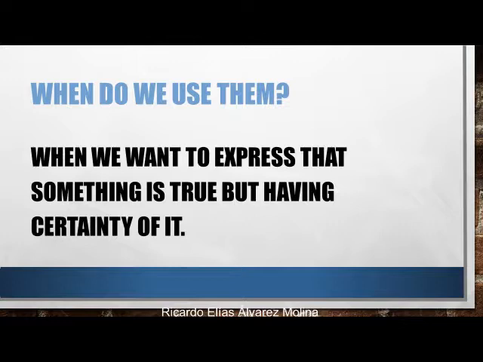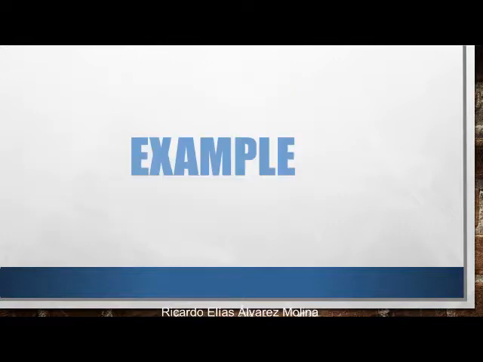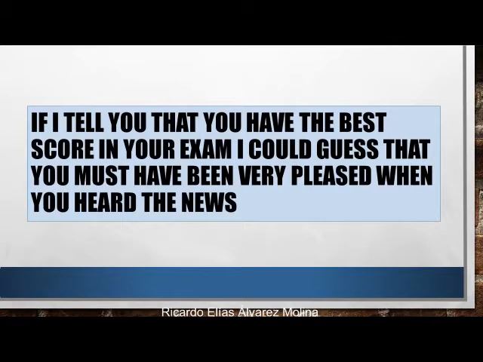I'm going to give you one simple example. If I tell you that you have the best score in your exam, I could guess that you must have been very pleased when you heard the news. As you see, we used must have plus past participle to express that I guess that you're happy with the score that you got. That's how we use the modals of certainty.